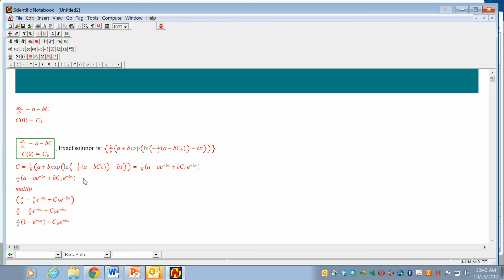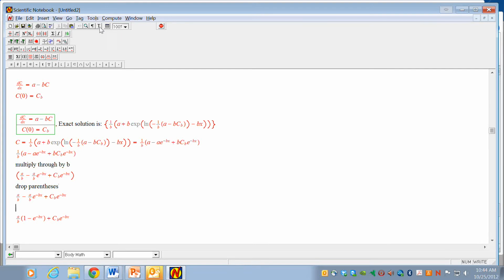So I go like this: we need to make it into text, so multiply through by b, and this is drop. Okay, and then we get the final result.